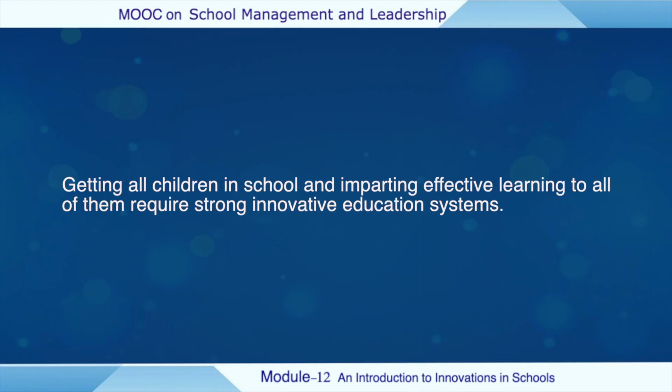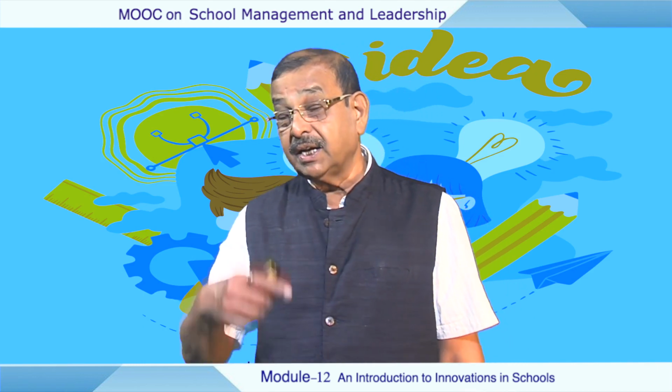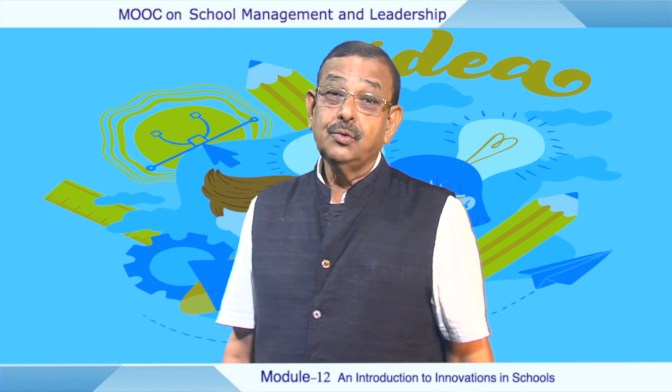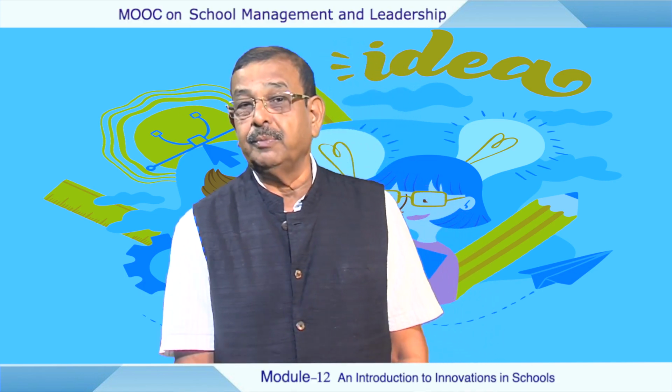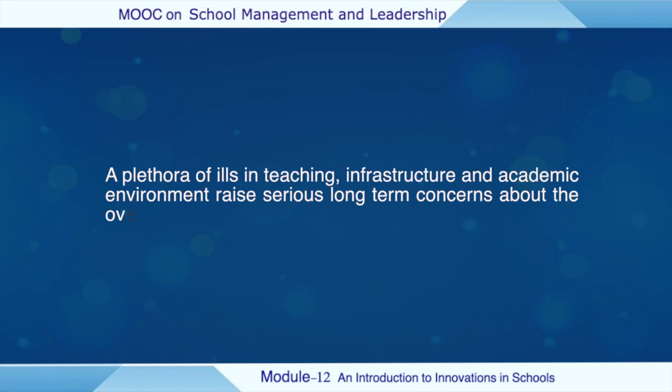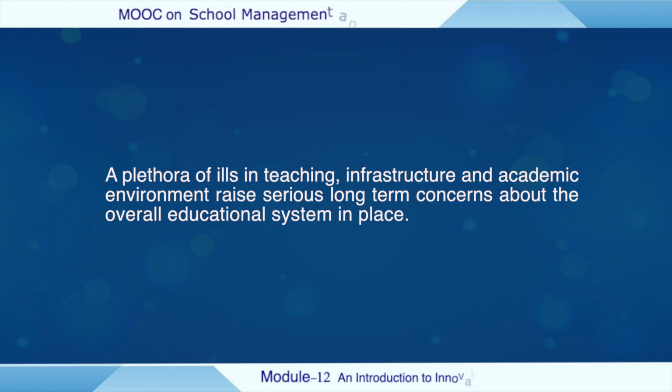Now in our education system, what could be the role of innovation? Getting all children in school and imparting effective learning to all of them requires strong innovative systems. No two students are the same, no two teachers are the same, but we need to standardize the practices. And while doing so, we come across a number of problems. A plethora of ills in teaching, problems in infrastructure, not sufficient infrastructure, academic environment is not congenial. We find lots of excuses, we find lots of constraints, lots of problems, real problems also, not always excuses.